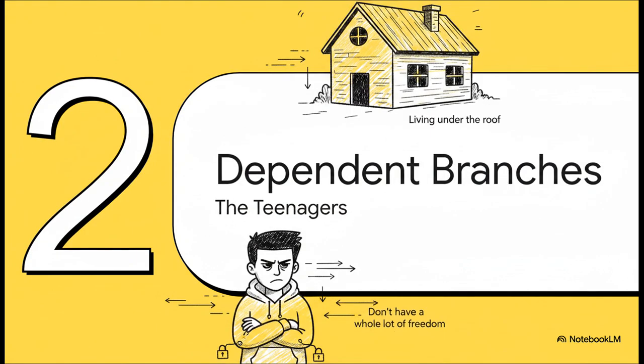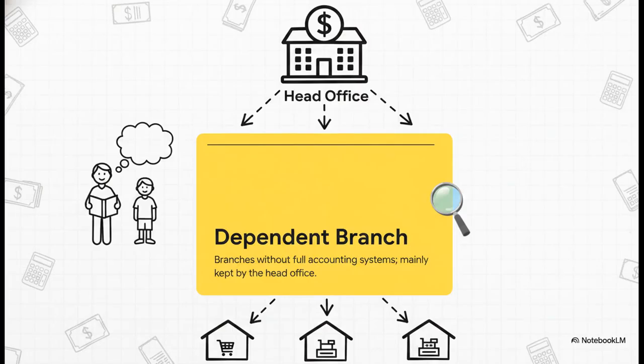Which brings us to part 2, dependent branches, or as we're calling them, the teenagers. You know the drill. Living under their parents' roof, not a whole lot of freedom. Let's look at the official definition. A dependent branch does not keep a full system of accounting. The vast majority of their accounting records are maintained entirely by the head office. Think about it like this. The parent just doesn't trust the teenager to do the heavy financial lifting yet.